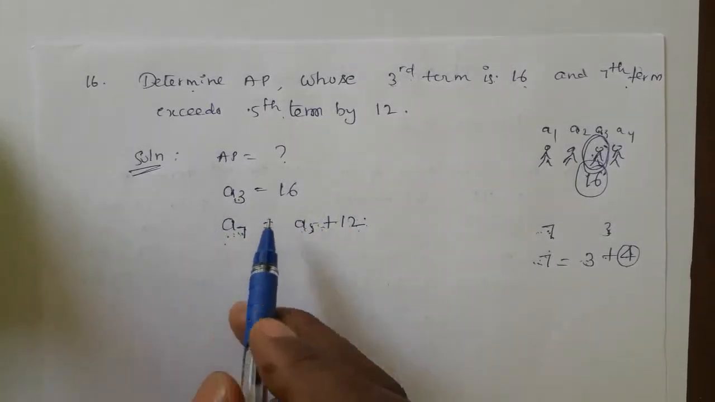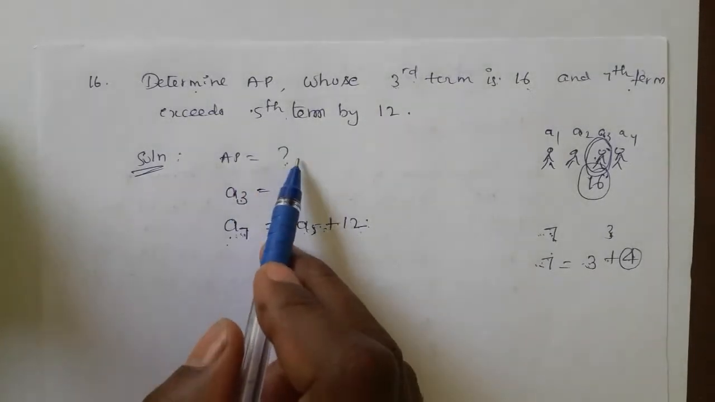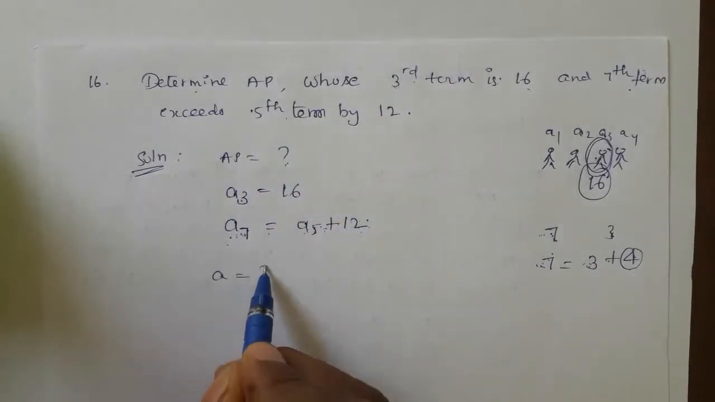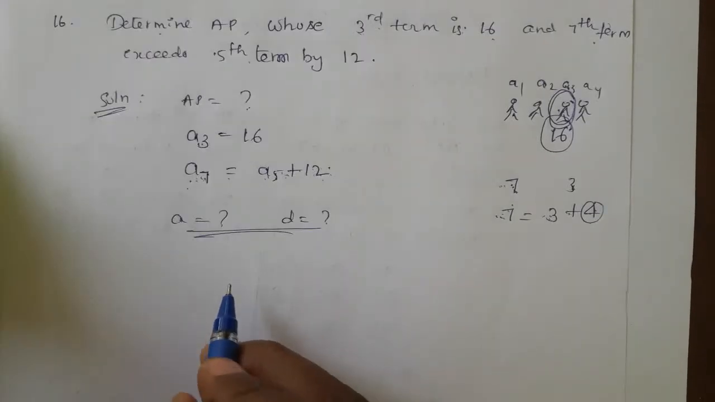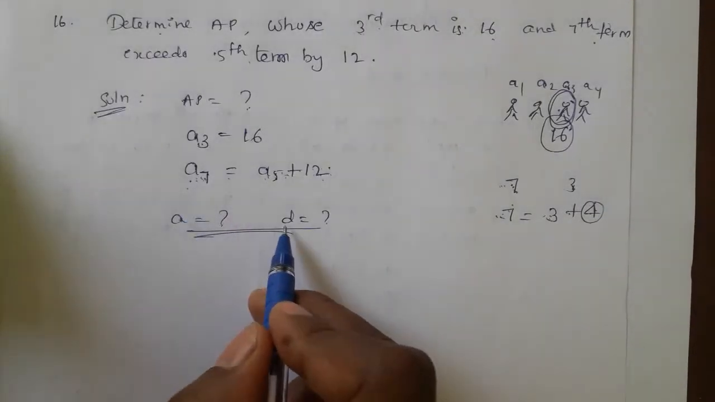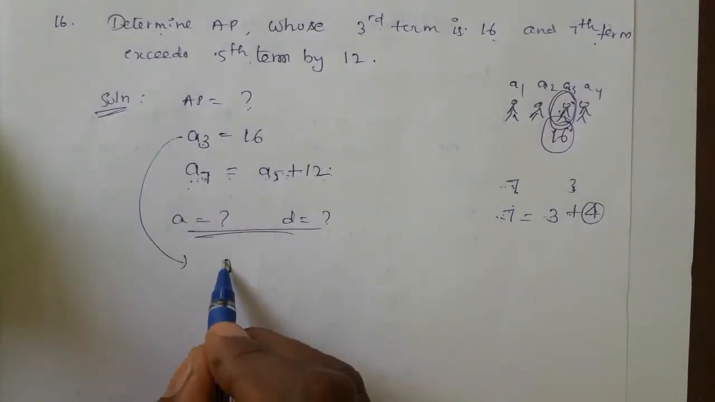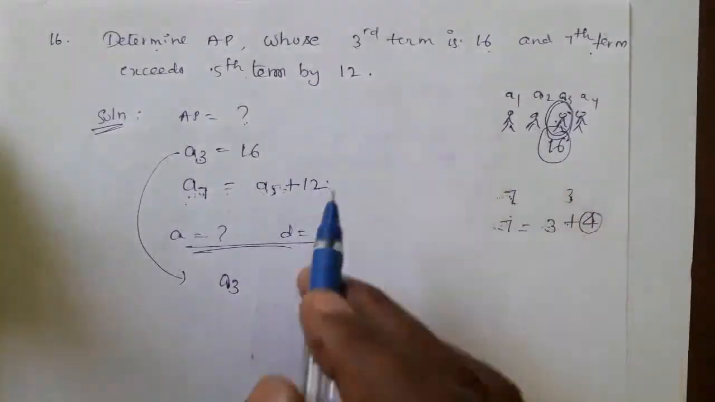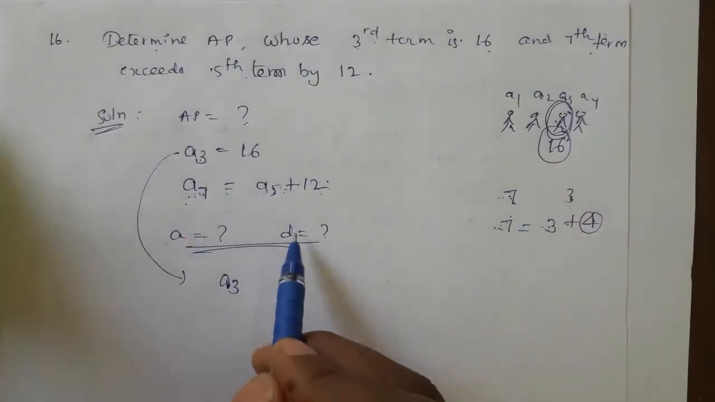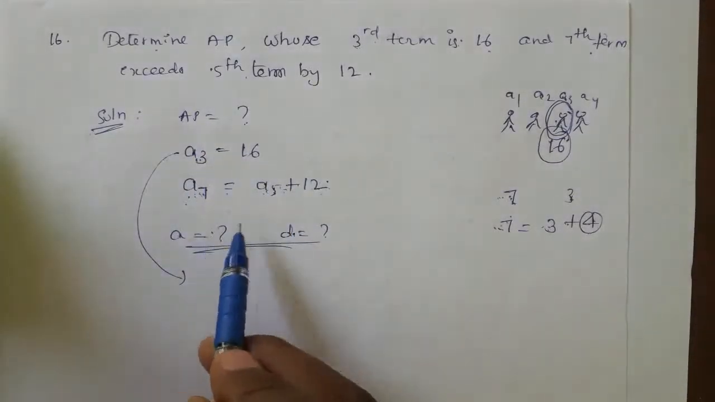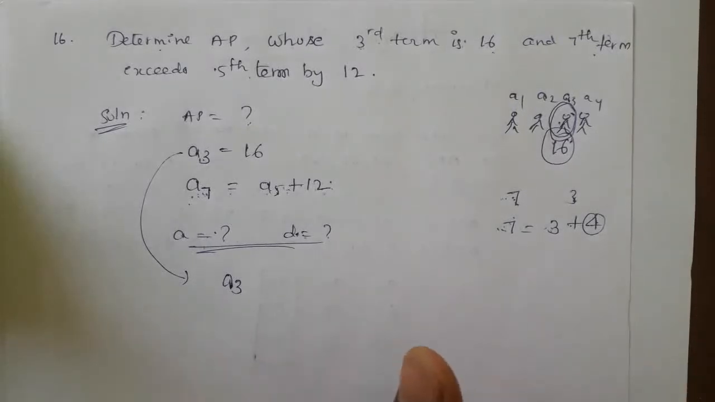Now we go for expansion. If AP is not given, as I told you earlier, your first work is to get A and get D. A and D are unknown, right? So we expand A3 now. First, what are the clues given in the question? Those clues we will use to find A and D, because for any progression A and D are very, very important. Once you get A and D, the problem is almost finished.